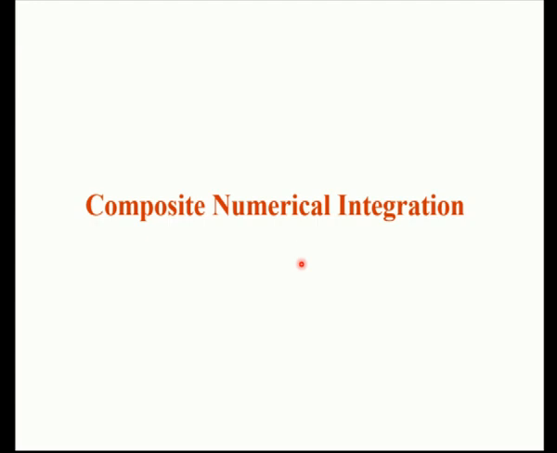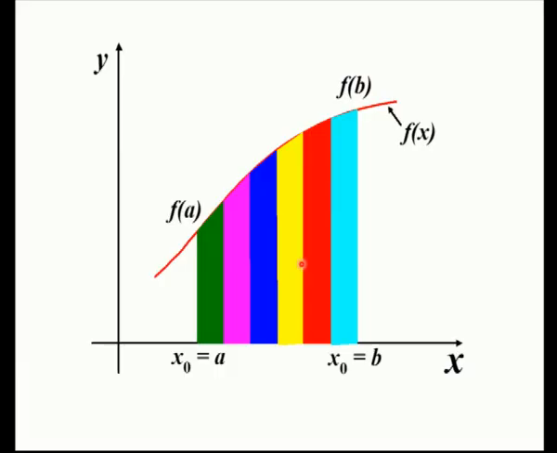Now, instead of having only 1 or 2 divisions, if the interval a b is divided into n sub intervals, then you can have a better approximation, that is called the composite numerical integration. And you can see that the red line is the curve of the function f of x, which we would like to integrate from x equal to a to x equal to b, and this is the integral.